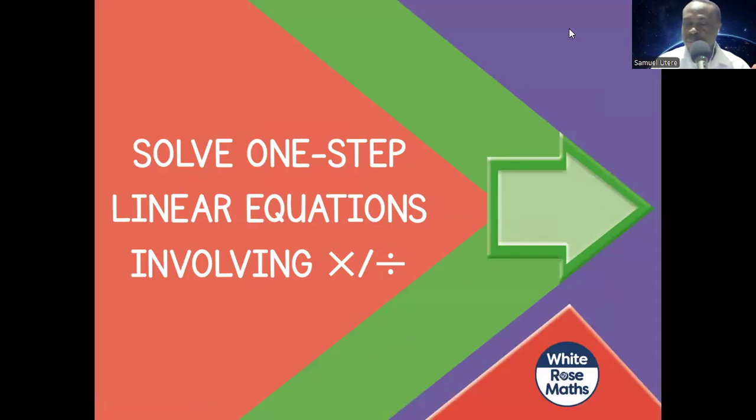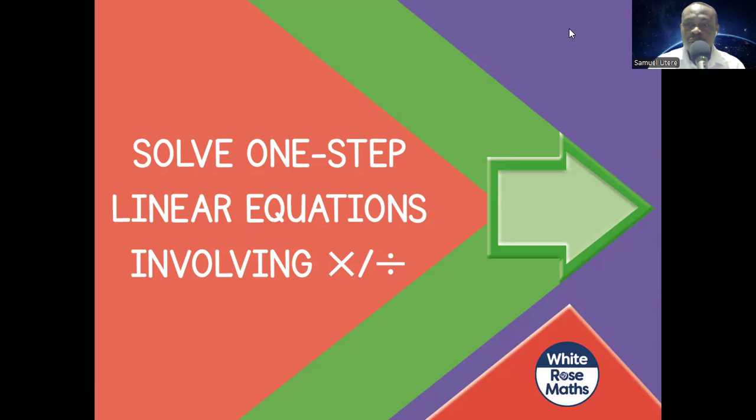So, in your previous lesson, you learned how to use bar models, finding fact families from the bar model, and then determining which of the fact families would help you solve a one-step equation involving addition and subtraction. You also represented the problem as a function machine, okay? And you also looked at how you could solve the same equation using a function machine.